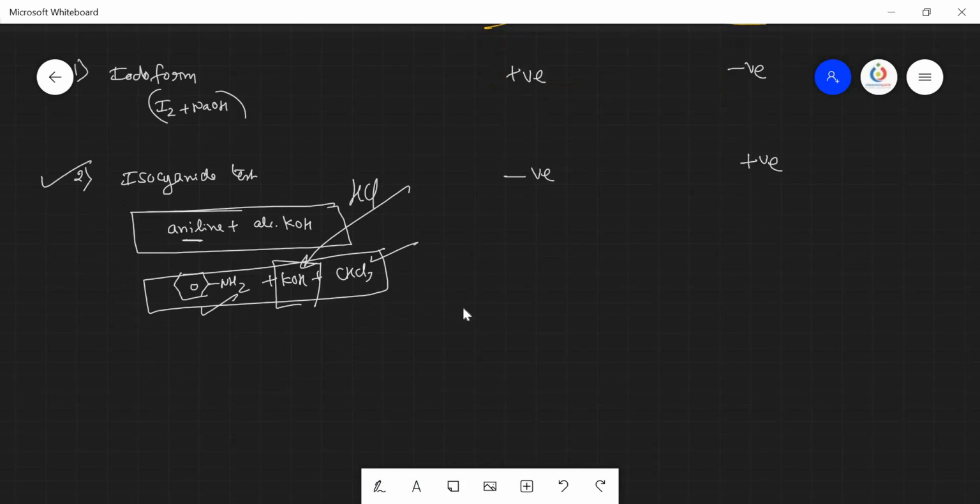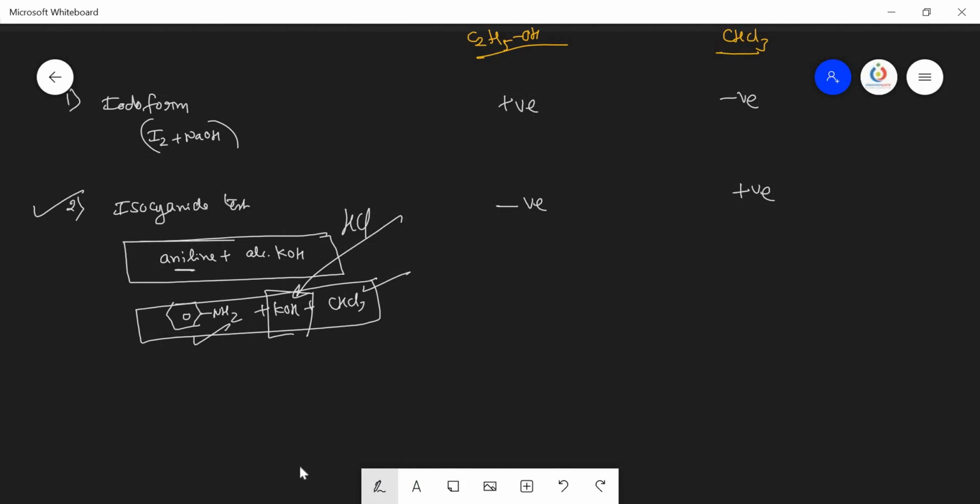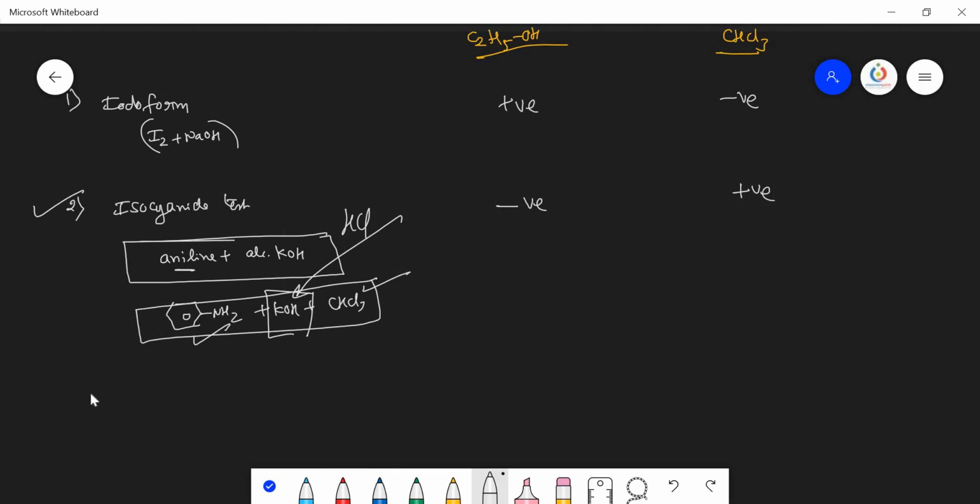And the last test of this category for alcohol and chloroform is the solubility test. In this solubility test, you just see that ethyl alcohol, as the OH group is present, is soluble in H2O. But here no such group is there, so it is insoluble in water.